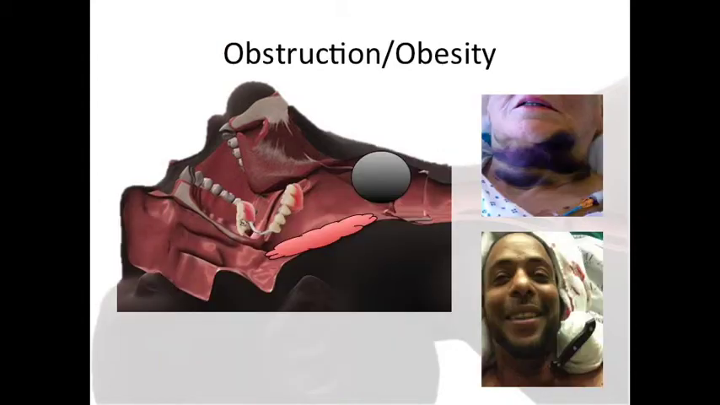Now, the O stands for obstruction and obesity. The patient could have dentures in the airway, they could have an expanding hematoma, or bleeding from the nasal passage, or as you can see in this picture here, a knife sticking in their neck. So obviously if they have any obstruction in the airway, you're going to predict a difficult airway.